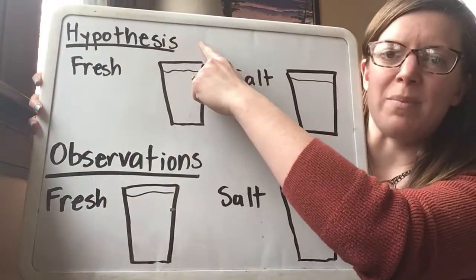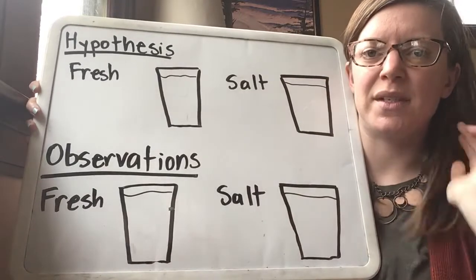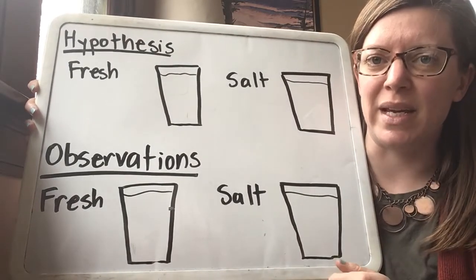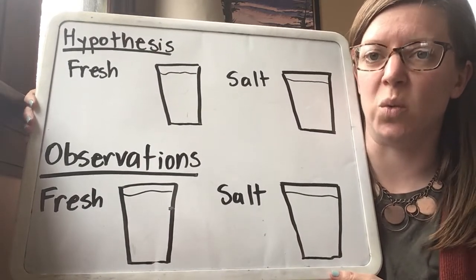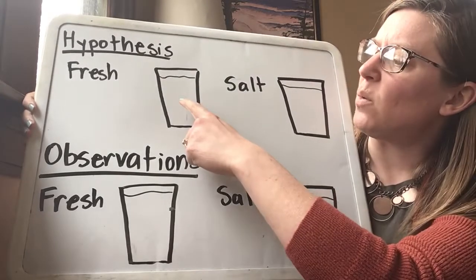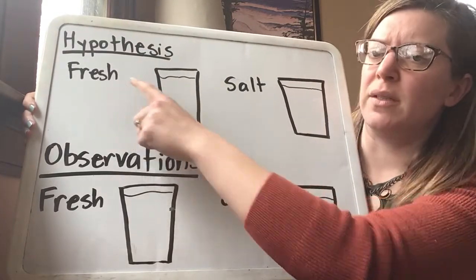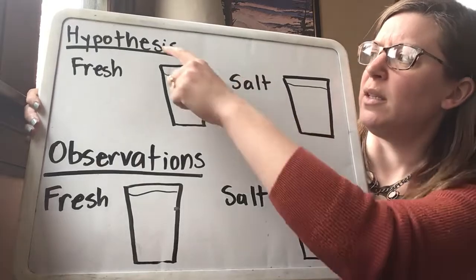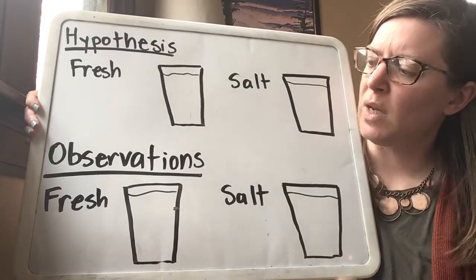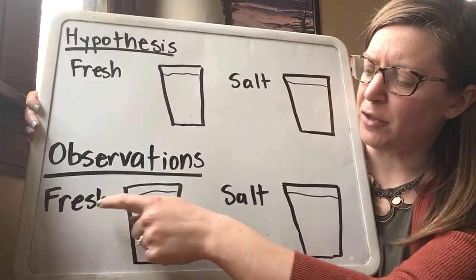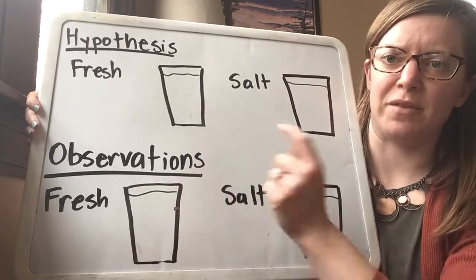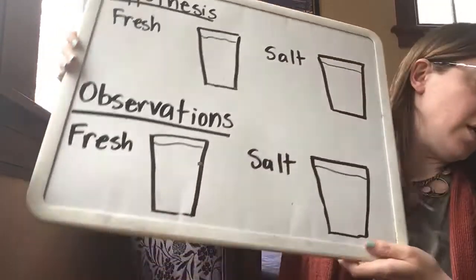At the top, I wrote hypothesis. A hypothesis is an educated guess that a scientist makes to try and guess what they think will happen. I made 1 drawing for freshwater and 1 drawing for saltwater for my hypothesis. And then I did it again. I did 1 cup of freshwater and 1 cup of saltwater for my observations. Now, if you want to pause and make your notebook look like that, go ahead. Because what I'm going to do now is explain the experiment to you so that you can make your hypothesis.